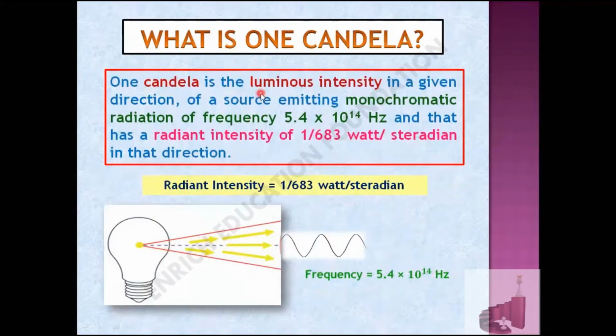So one candela is the luminous intensity which is given in a particular direction by a source which emits a monochromatic radiation of frequency 5.4 × 10^14 hertz, and it has a radiant intensity of about 1/683 watt per steradian in that particular direction.